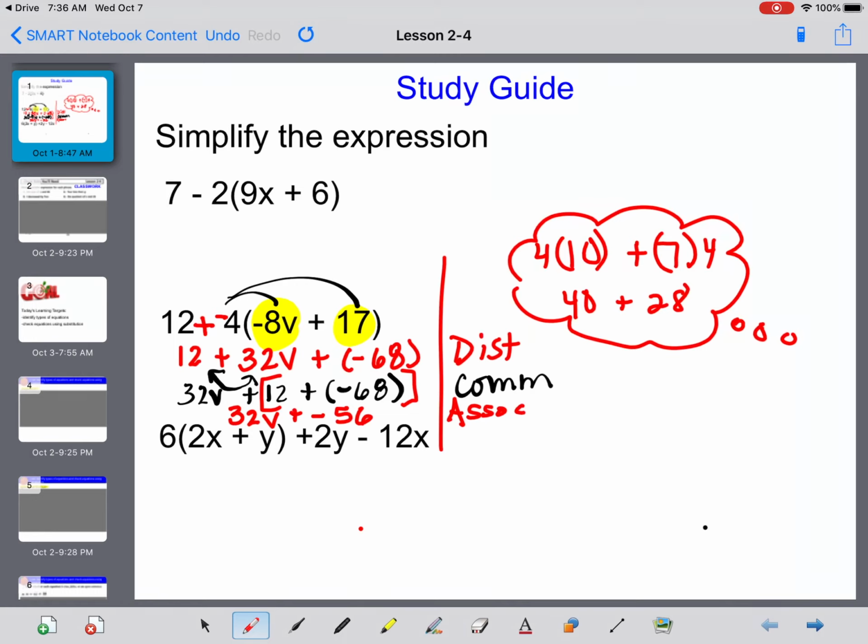Now also know that that's the same as 32v minus 56. Those mean the same thing. All right, if you need more time to write that down, pause the video. Otherwise, we're going to work the next problem.